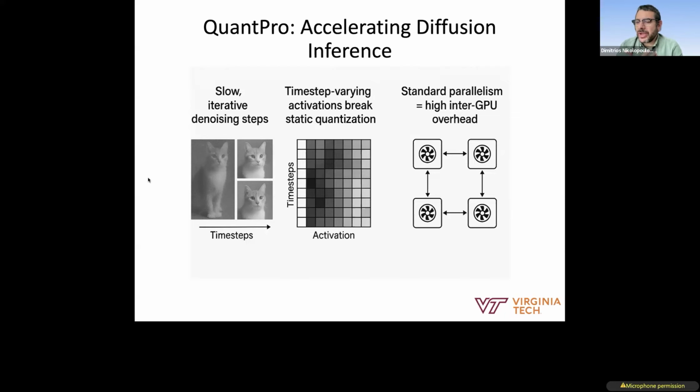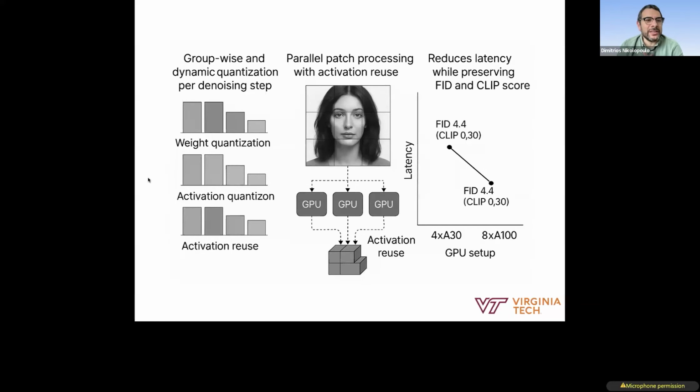So this leads us to a question: can we co-design a quantization approach that is better for these diffusion models and a parallelization strategy that is better for these diffusion models, and can we do it in a way that respects these temporal dynamics of diffusion, which are very different than in previous models? Just to give you an idea of what we're working on here, we have two techniques. One is called group-wise dynamic quantization, which we do per denoising step. The second is called parallel patch processing with reuse of activations. The group-wise quantization is something that we apply for weights, and the dynamic quantization is something we apply for activations, and we tune them per time step. This lets us preserve the fidelity across the entire denoising process.